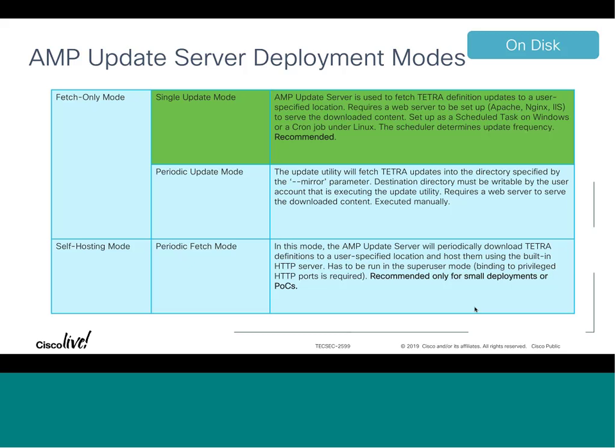Now, note that means that our server software needs to be able to bind to the well-known privileged ports 80 and 443 to receive the incoming requests. Also notice that means that you don't want to run a self-hosting mode AMP update server on a system that also has a parallel web server. Why? Because they're going to run into a conflict if they both try to bind to the same ports.